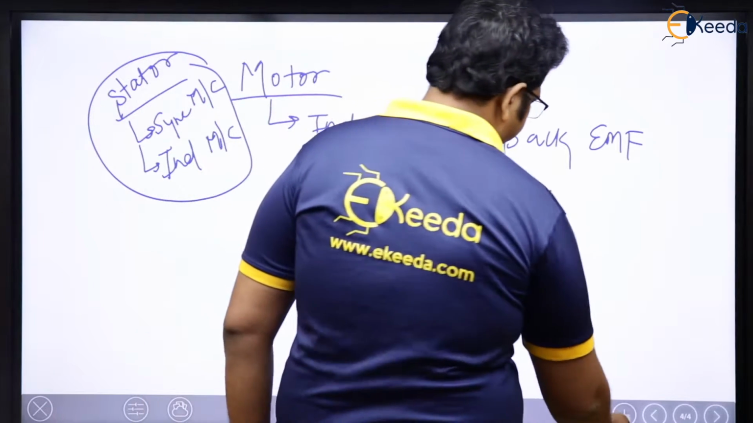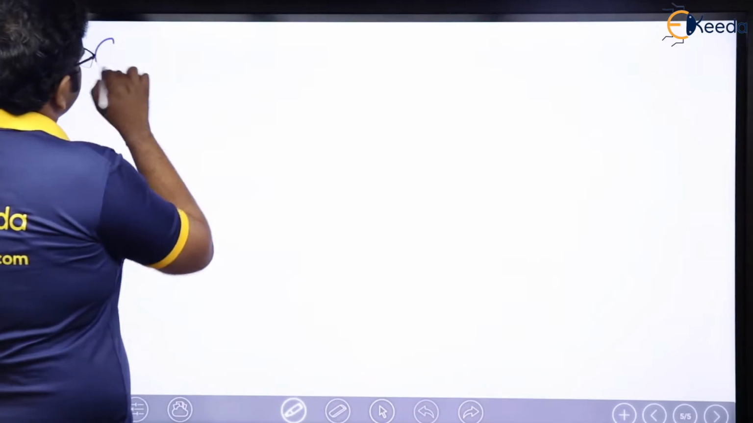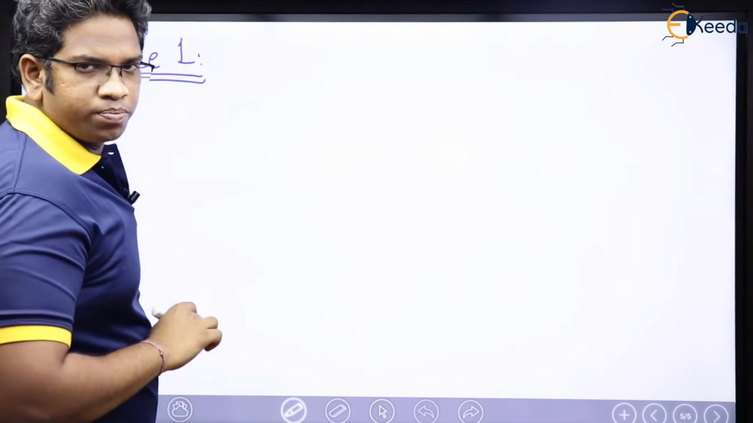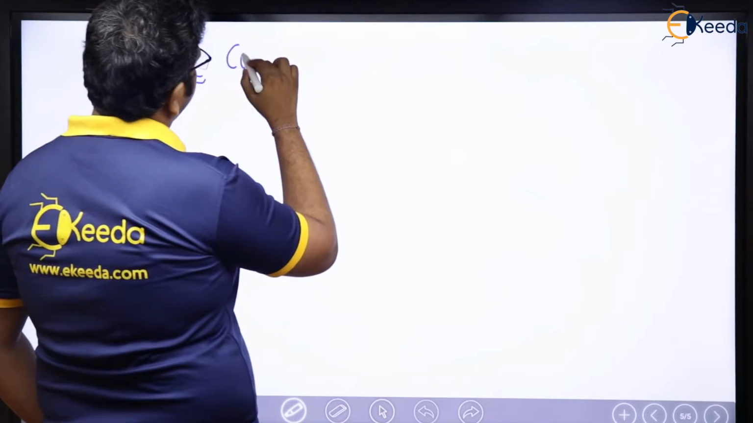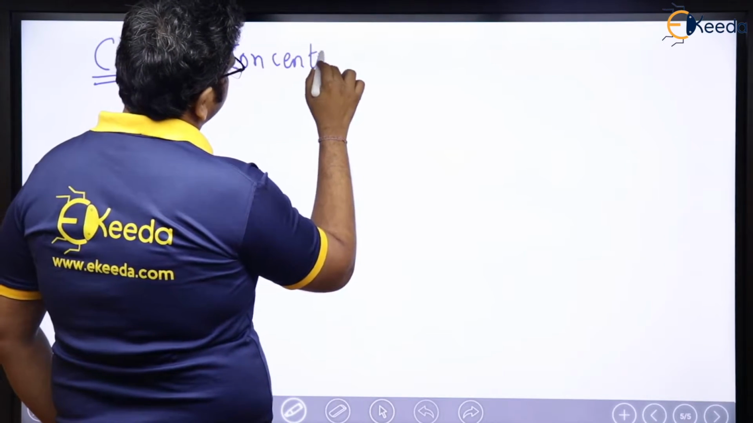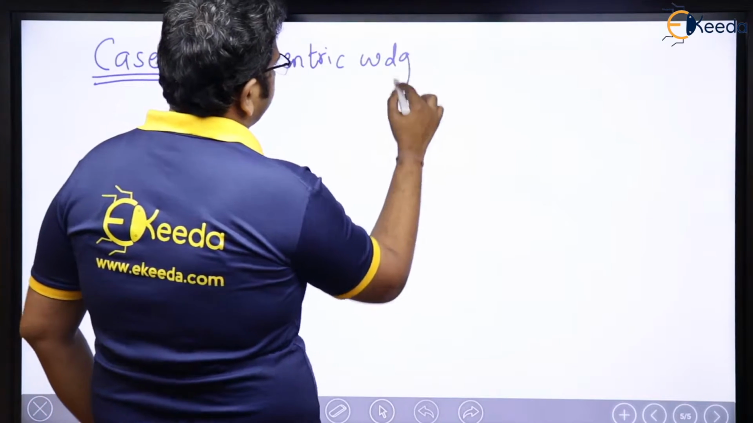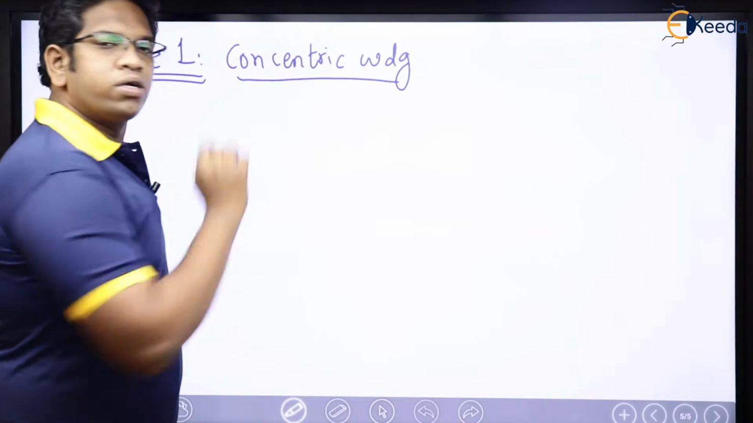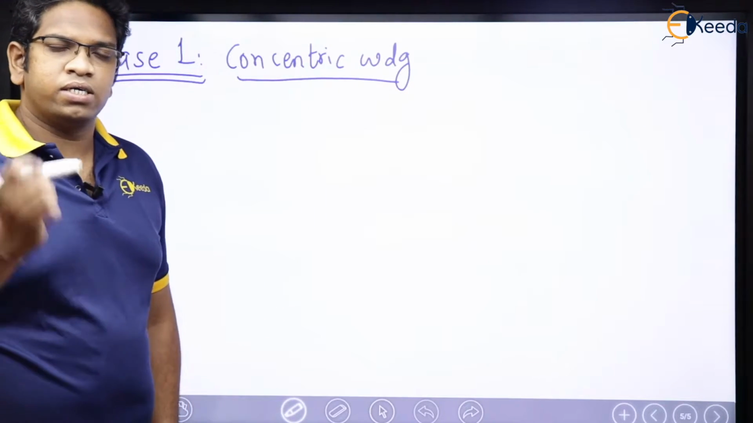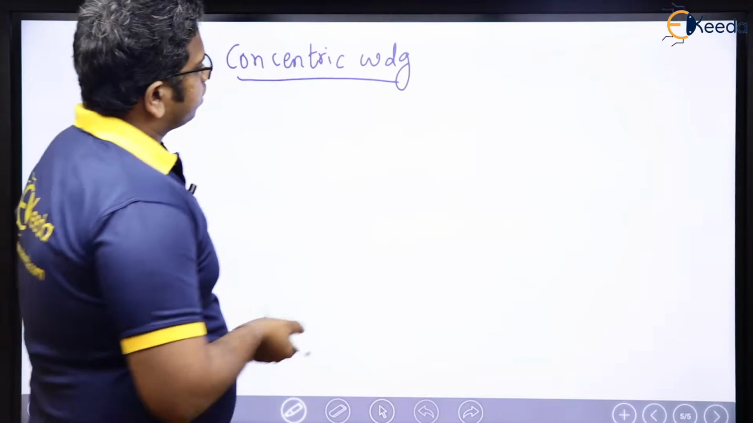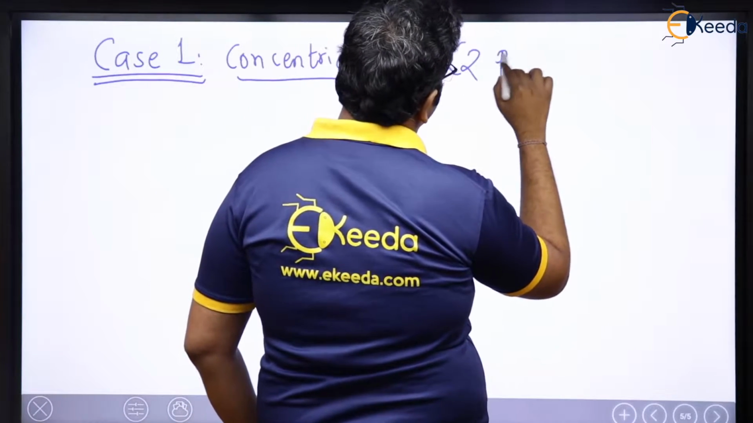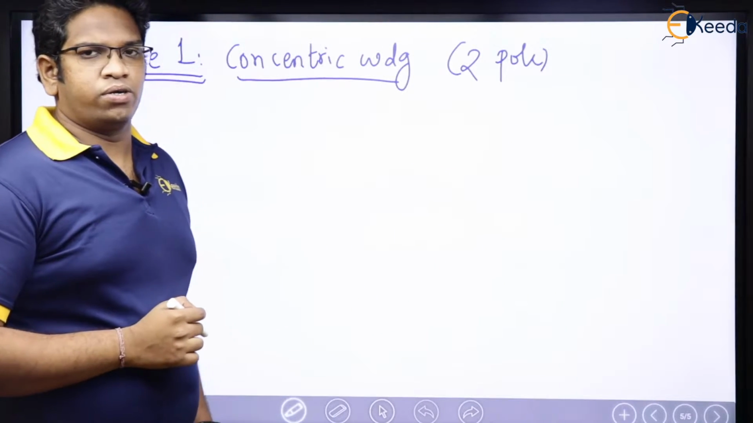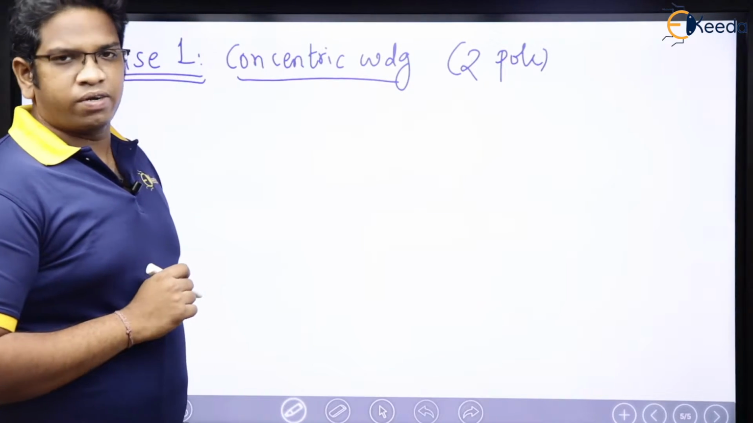For that, let me consider case 1. In case 1, as usual, I will take concentric winding, or I can say that all the conductors are in the same slot. That is what I can say. Concentric winding, and let me consider a two-pole machine only. Let us not go beyond that. Just for understanding purpose, it's okay, no problem.